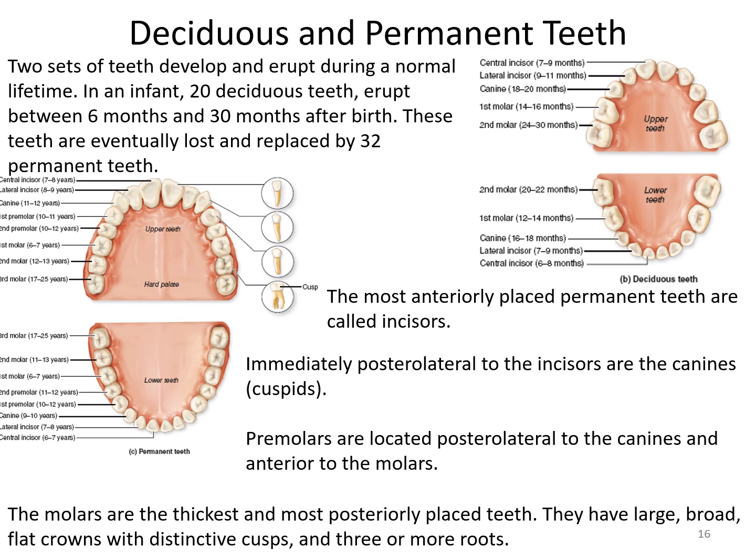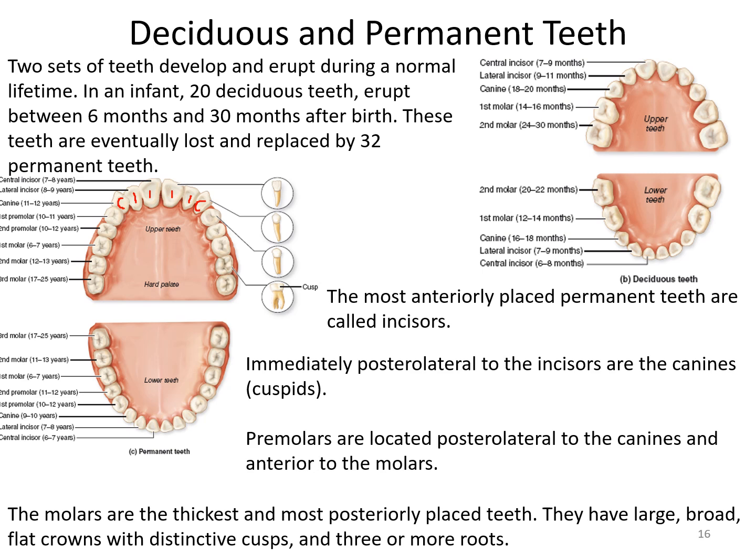So this one shows you, this is a child's mouth, this is an adult's mouth. The most anteriorly placed permanent teeth are called incisors. We've got 2 central incisors and then 2 lateral incisors. Immediately posterolateral to the incisors are the canines, which are also called cuspids. So there's a canine, and there's a canine.